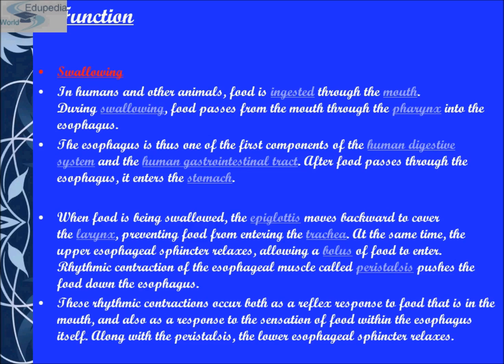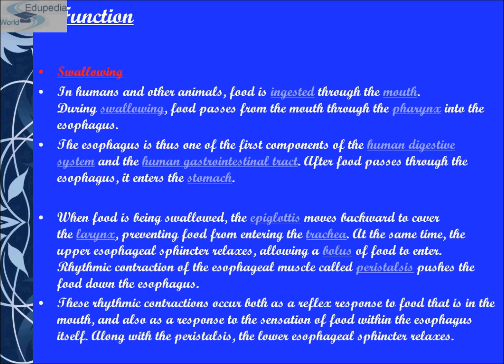And when food is being swallowed, the epiglottis moves backward to cover the larynx. The larynx is the voice box, and thus it prevents food from entering into the trachea. At the same time, the upper esophageal sphincter relaxes, and thus it allows a food bolus to enter. Rhythmic contraction of the esophageal muscle is known as peristalsis, that we have already read, okay, and that pushes the food down the esophagus.